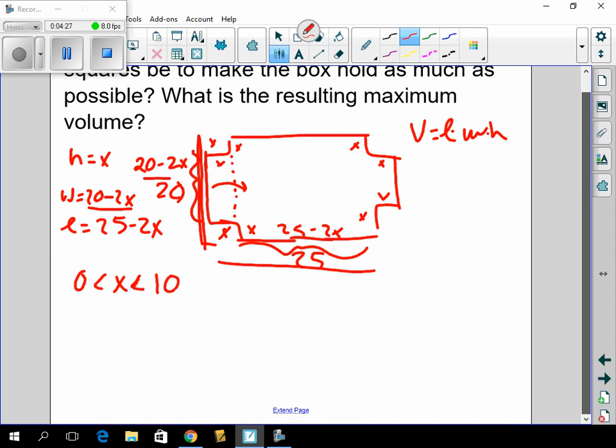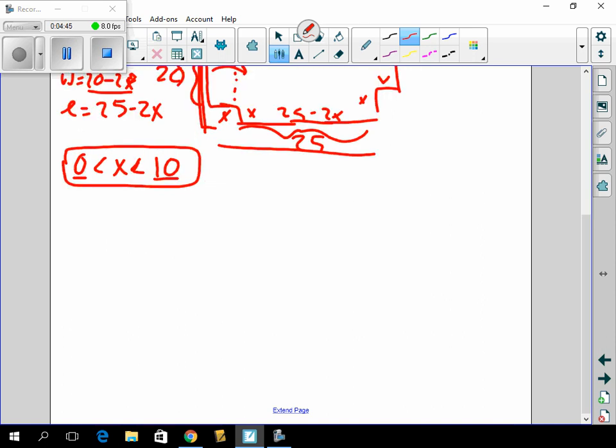So my lower range is 0, my upper range is 10, because if I plug in 10 for x right here, I get 20 minus 20, and that's 0, so that's not possible. So this is my range. When I look for critical points, I'm going to be looking at those options, and I'm going to include these as my endpoints. So now I'm going to plug these into my volume equation.